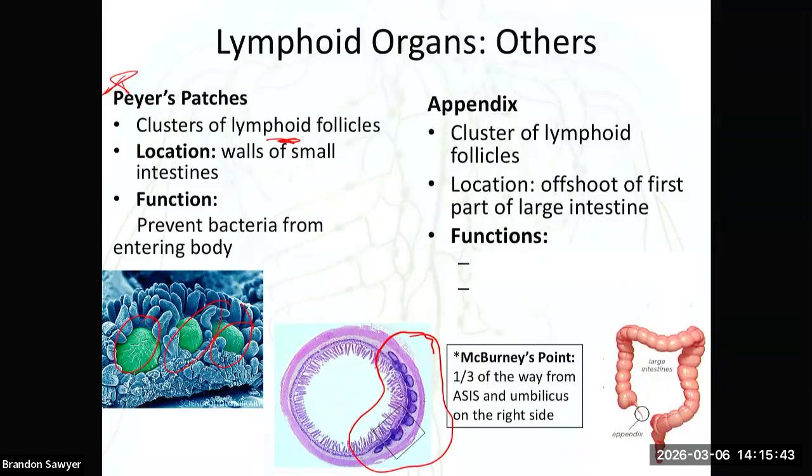The appendix is clumped into these types of organs as well. It's just this little offshoot on the first part of the large intestine. You can see it right there. Similar function as the rest, destroy bacteria, help build up the immune system. McBurney's point is the point at which it hurts when you have appendicitis.